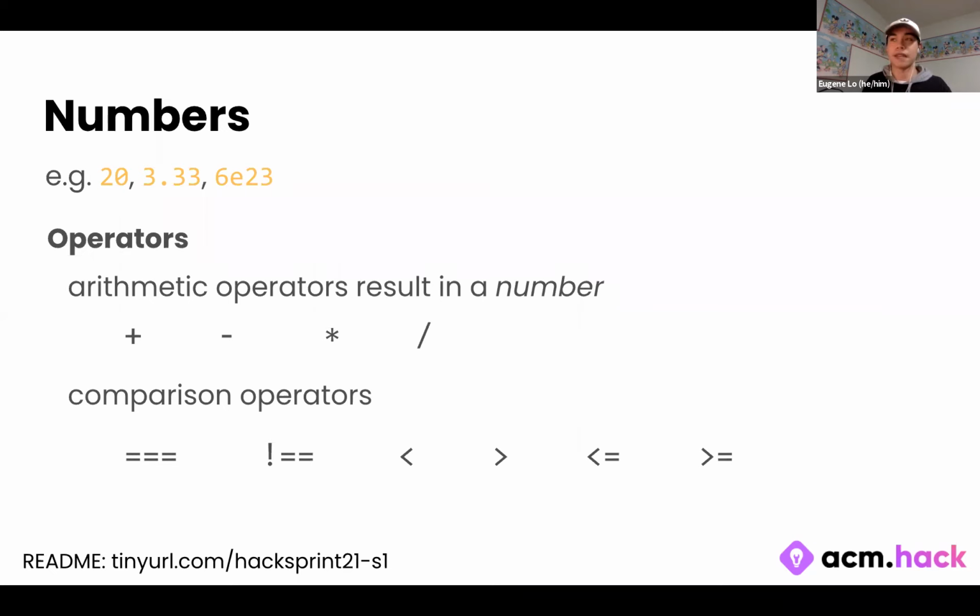You also have comparison operators, and these will compare two different numbers and will give you whether that statement you just said is either true or false, depending on whether that comparison check is true. The way you check for equality is using the triple equals. You do exclamation point and double equals for not equals. And then you have your very standard less than, greater than, less than or equal, greater than or equal.